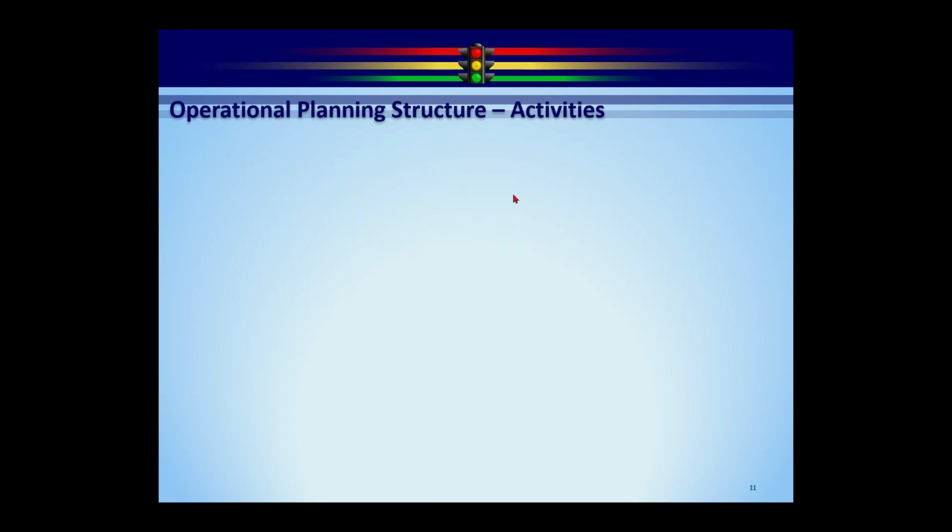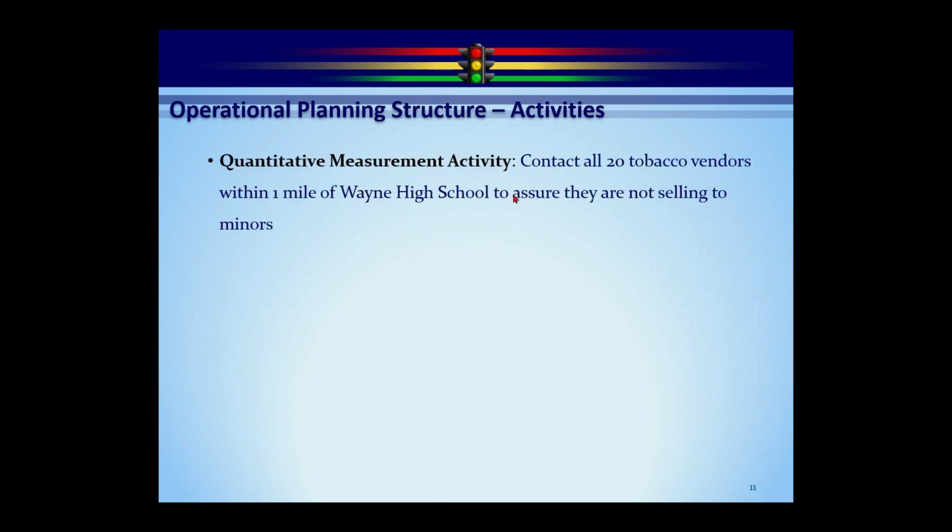The third type of activity, the quantitative measurement activity, is almost identical to the project-based activity with one exception, and that is that we have a target number. So in this case, 20 tobacco vendors. We're going to contact all 20 tobacco vendors within a mile of Wayne High School to ensure they're not selling to minors. So now that I have a target number, the reason for that is that I can easily calculate the percent complete, right? I'm going to say if we did 10 out of 20, we're 50% complete. So it's pretty simple.